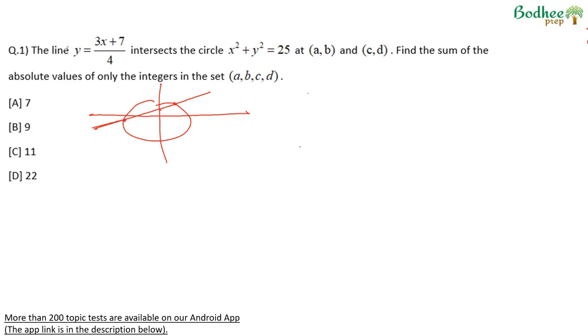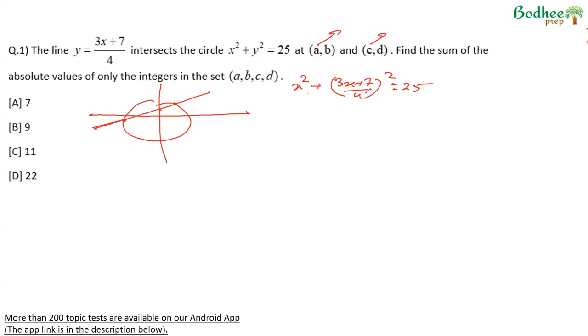Again, all we do is we substitute y in the second equation, and therefore we get x square plus 3x plus 7 by 4 whole square, which is y, is equal to 25. We will get a quadratic in x, which we will solve to get the x coordinates, which will be A and C. From there, substituting the value of x, we'll get the 2 values of y, which will be B and D. We have to find the sum of absolute values of integers.